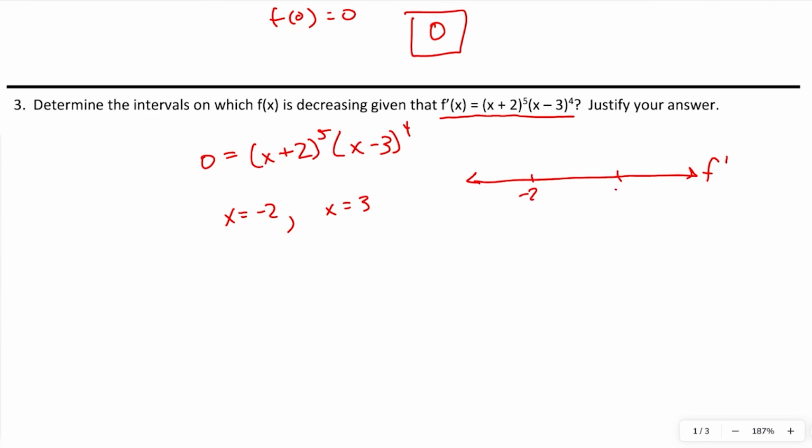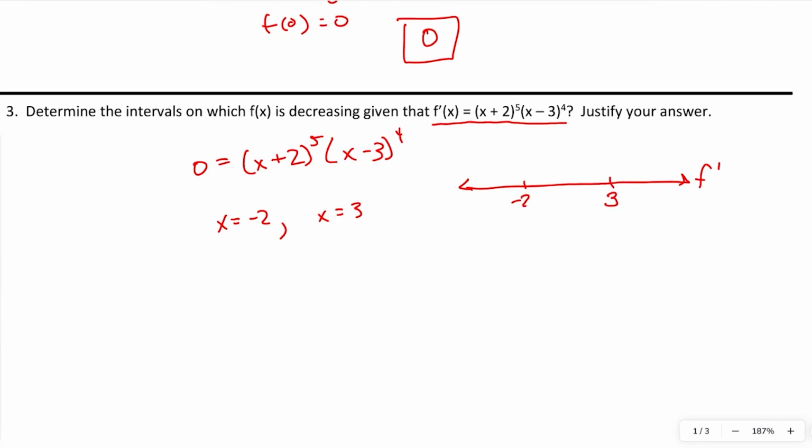I'm going to put both of those critical values on my number line and start testing this out. If I plug in, let's see, -5, I'm going to have this (x minus 3) to the 4th power here. This is always going to be positive because we're raising it to an even power. So I can just safely ignore that and really just focus on this x plus 2.